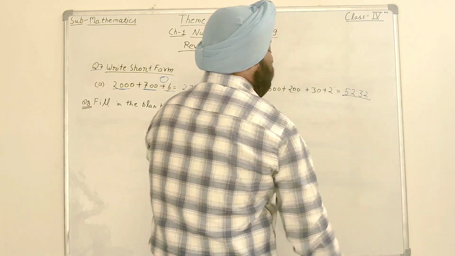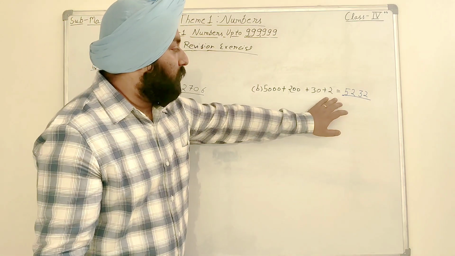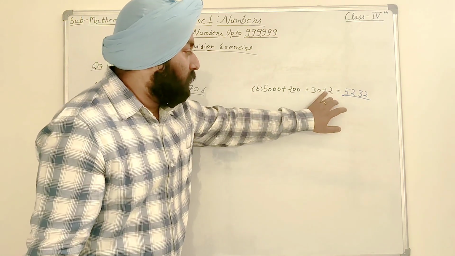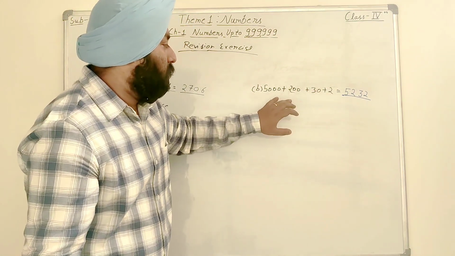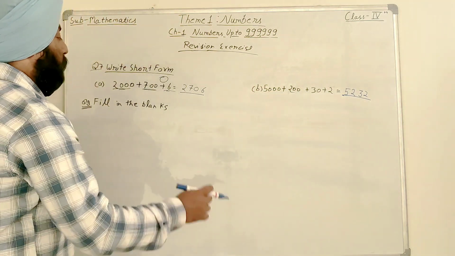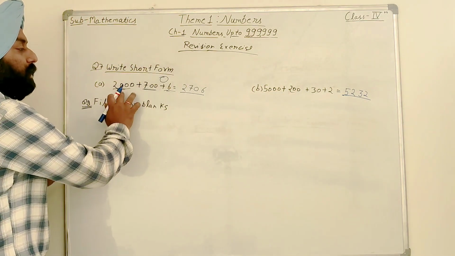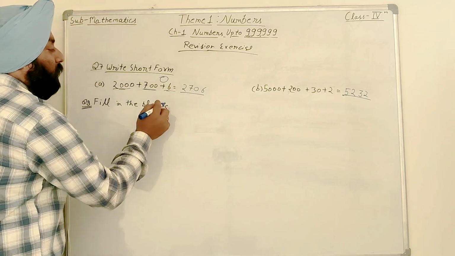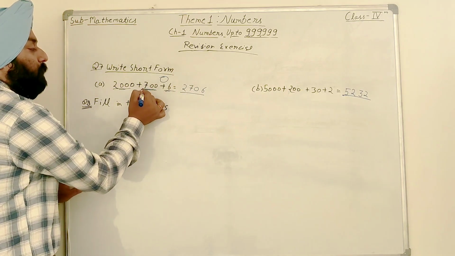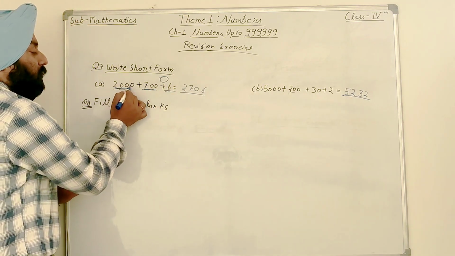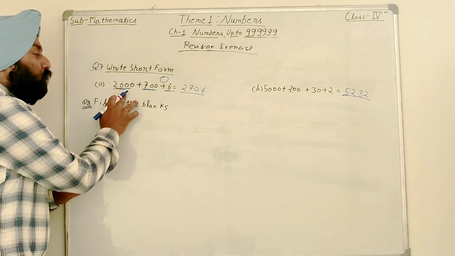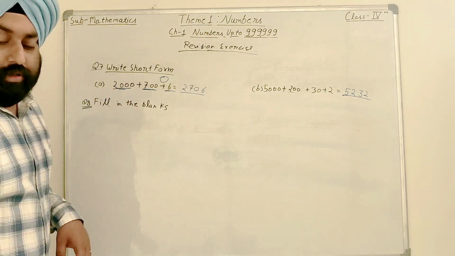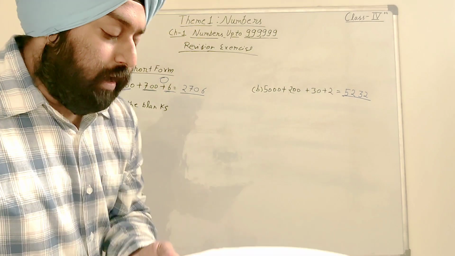Same, 5232. Simple, you have to write down. Every number is available there. Ones or tens, hundreds or thousands. If there is any place missing, we have to write down 0 at that place. Ones place is 6, hundreds place is 700 and thousands place is 2000. Afterwards, fill in the blanks.